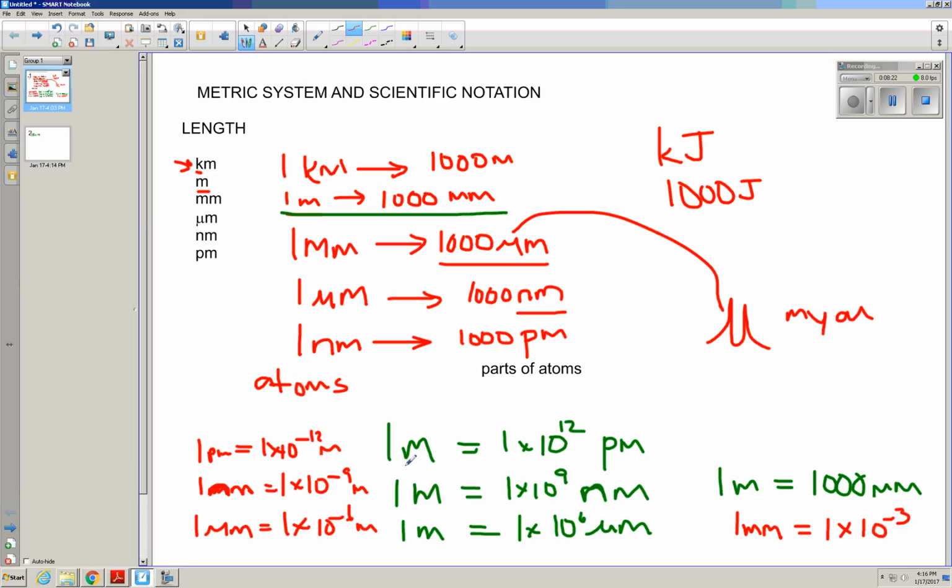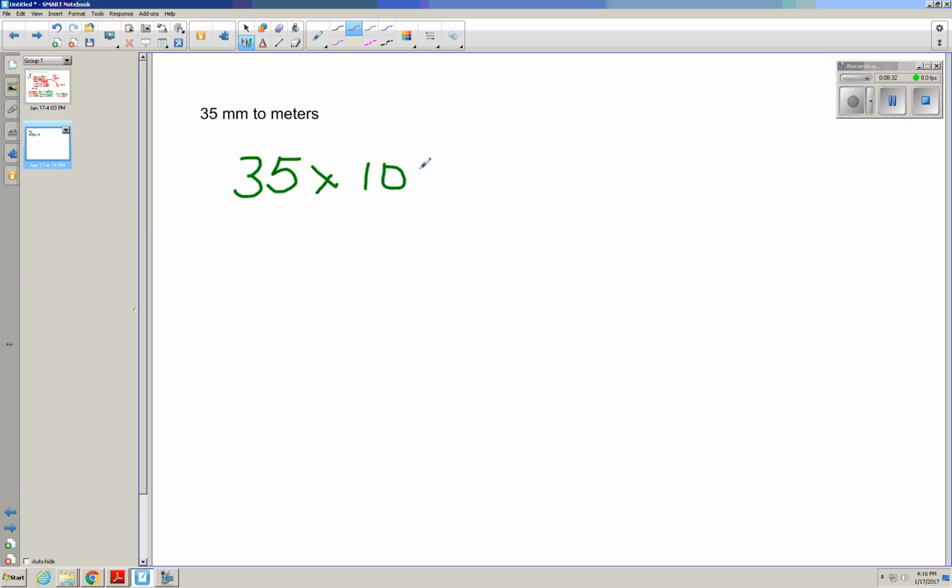If 1 meter is 10 to the 12 picometers, or 1 picometer equals 1 times 10 to the minus 12 meters, you should be able to do that conversion back and forth. So if I have a conversion like 35 millimeters and I want to change it to meters, I know there's 1,000 millimeters in a meter, or a millimeter is 1 times 10 to the minus 3. So I'm going to write 35 times 10 to the minus 3 meters.